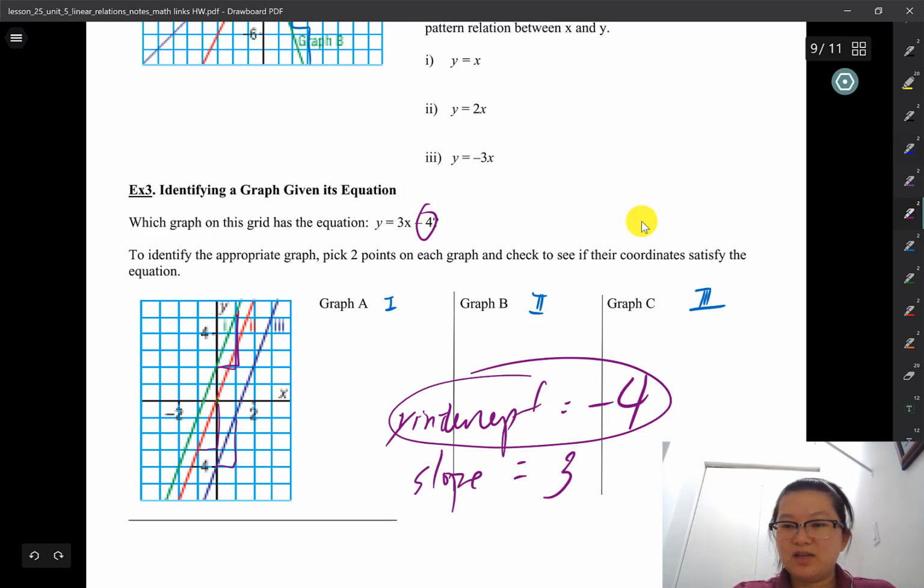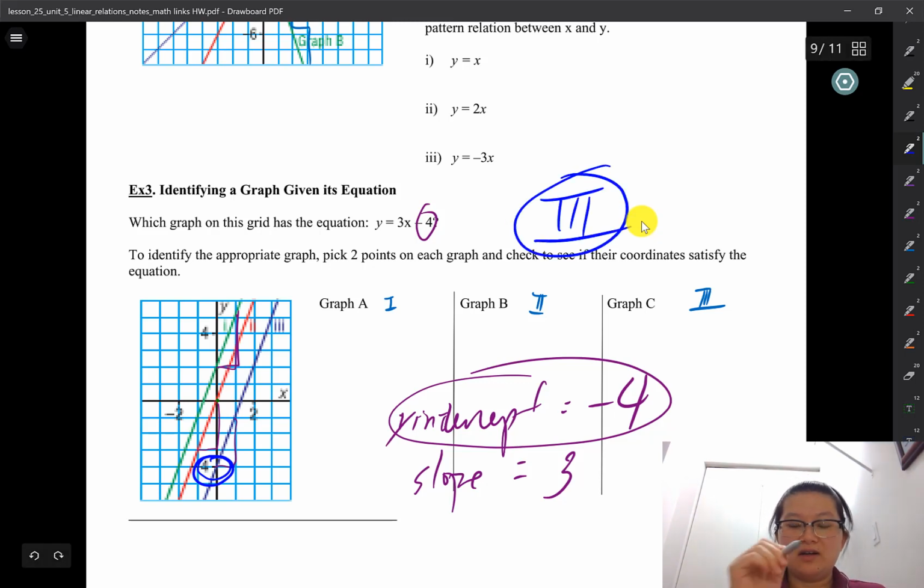The y-intercept of -4 means your graph will intercept the y-axis at -4, which is only this one over here. Notice this graph touches -4 on the y-axis, so it must be graph 3. Okay, so graph 3 is the answer here. And that's it. Notice how quick that was, just knowing your slope y-intercept form. You don't have to figure out coordinates and match all that.